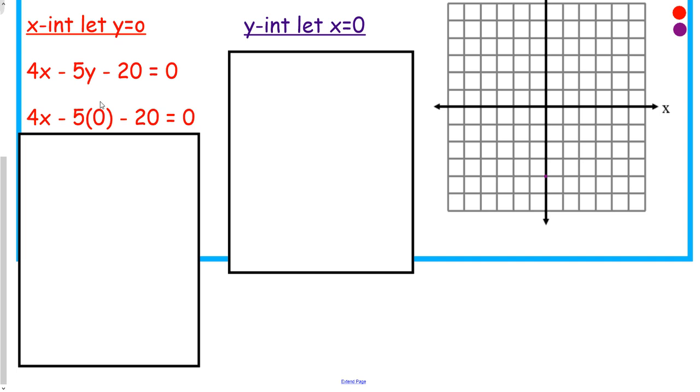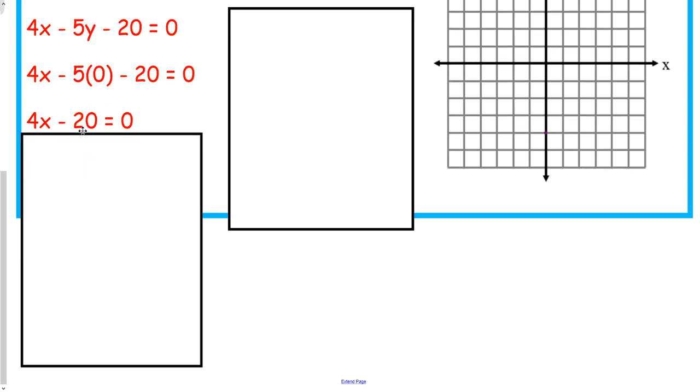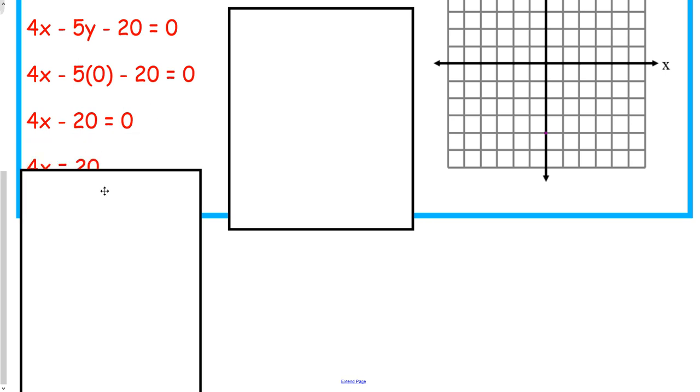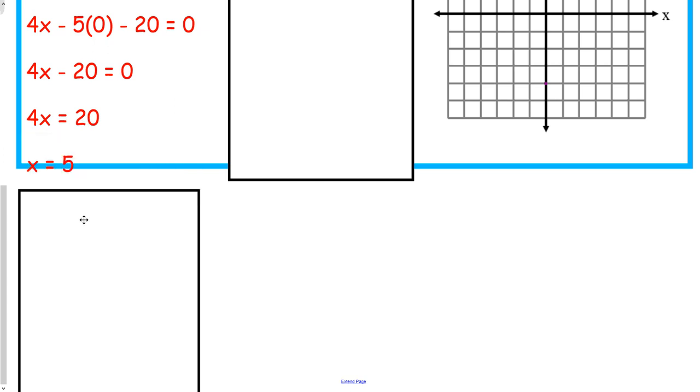Okay, notice I replaced the y with a 0. Now I only have one variable in this equation, so now I can solve for that x to see what that x value is. 5 times 0 is 0, so this will be eliminated and we'll be left with 4x minus 20. Bring the 20 to the other side, change its sign, so 4x equals 20. And now divide both sides by 4 to solve for x. So x is equal to 5.